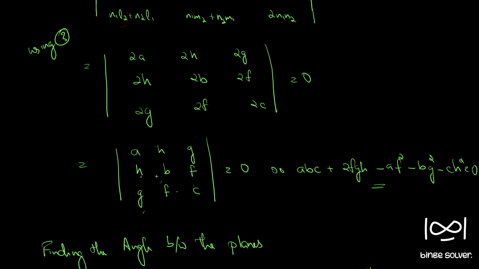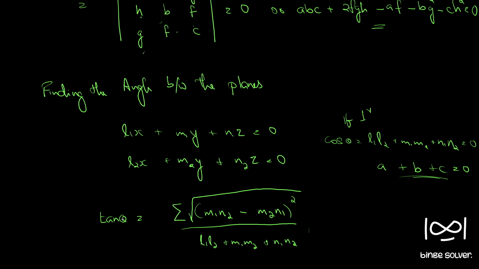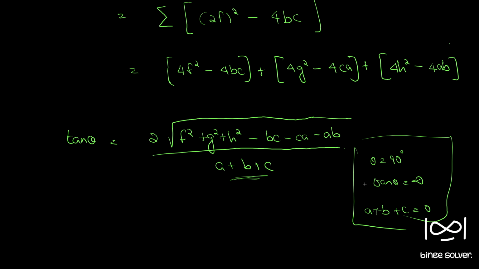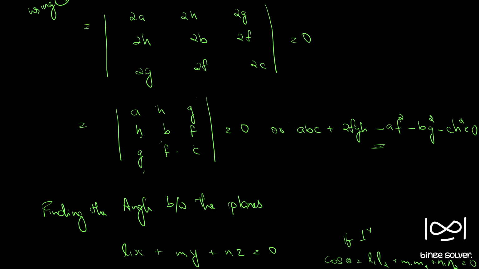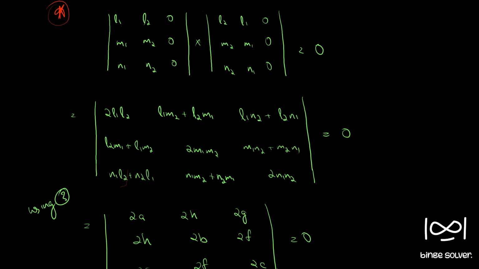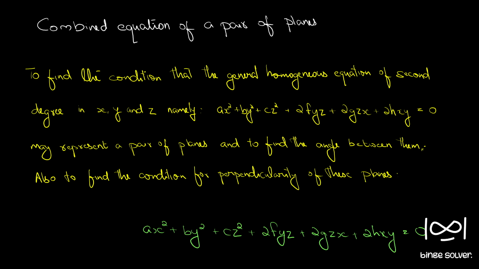We substituted and found out the condition required for our homogeneous equation to be a product of two planes. We also found out how we can find the angle between the planes, and we found out the condition for perpendicularity. So these are the concepts. You can pause and note down if you want. So yeah, we'll solve some problems using these concepts next.